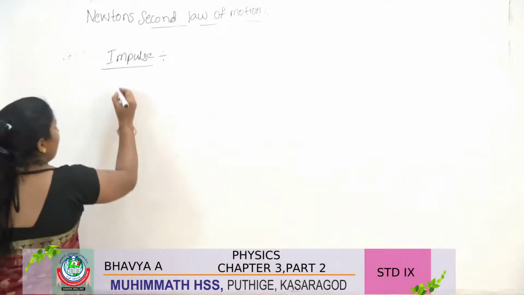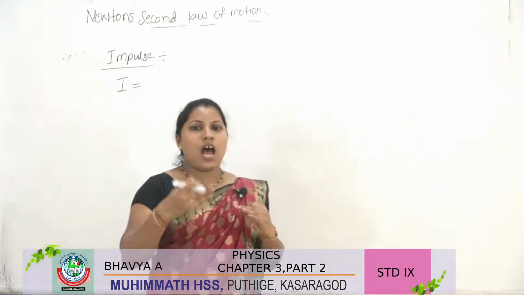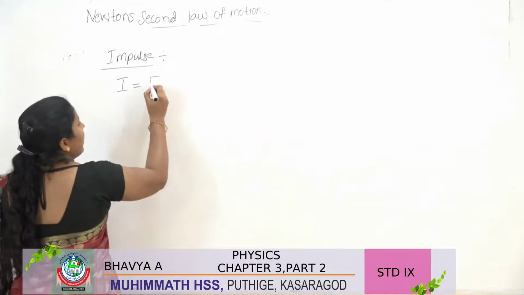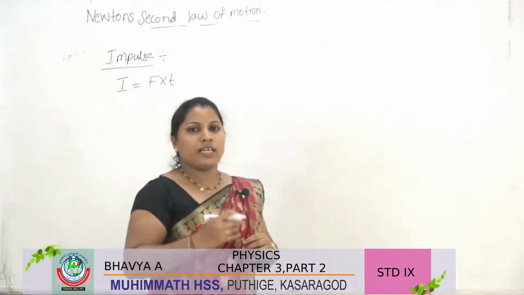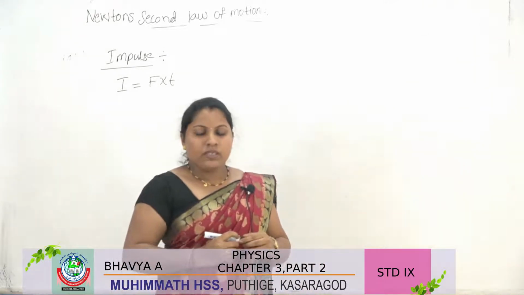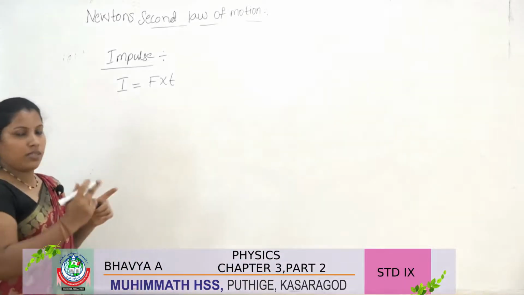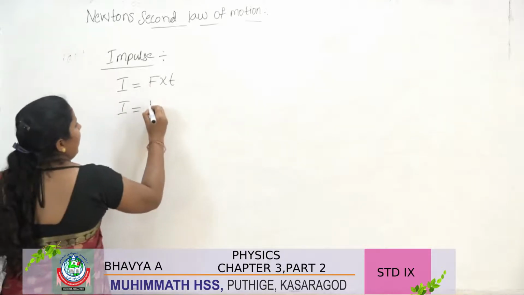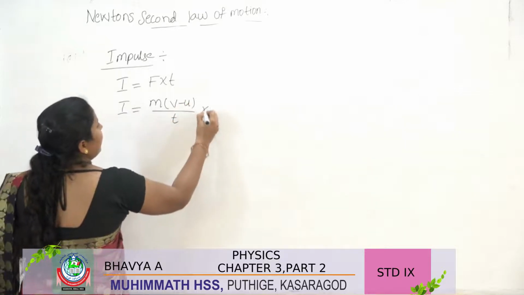So we can write impulse I is equal to force into time, since a large force acts in a short time. Like that we are calculating impulse. You know that force, impulse is equal to m into (V minus U) divided by T, into T.